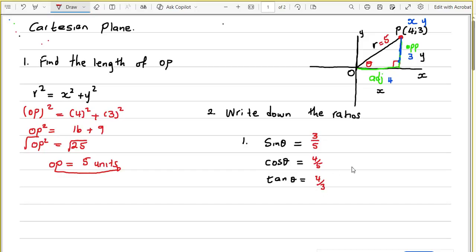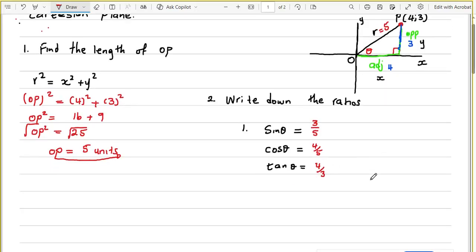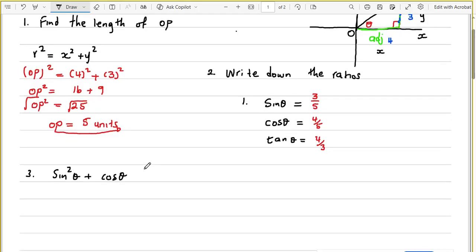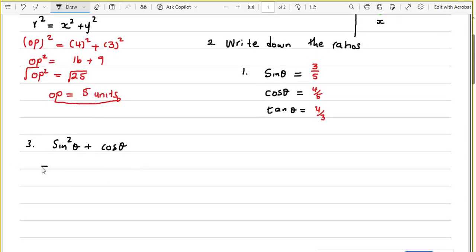Right. So now, sometimes they might want you to use that diagram, and let's say they want you to find the sine squared of theta plus the cos theta. They want you to find the sum of that. So we know that the sine theta is 3 over 5, so this will be 3 over 5 squared. We add that with the cos of theta, which is 4 over 5.